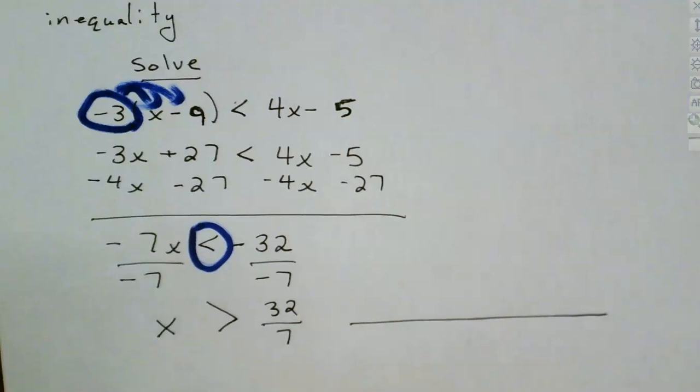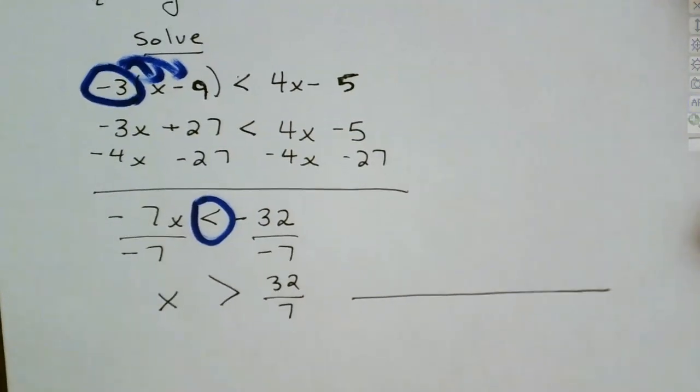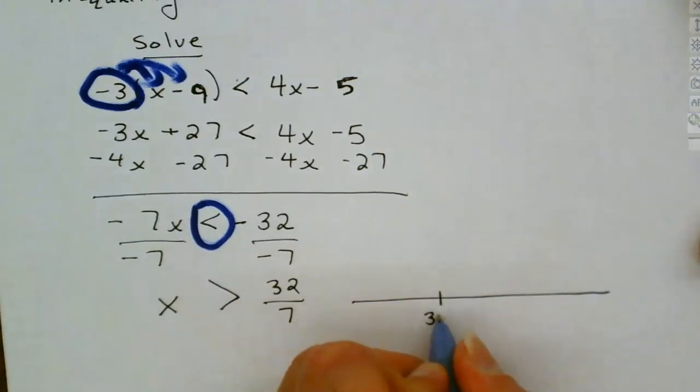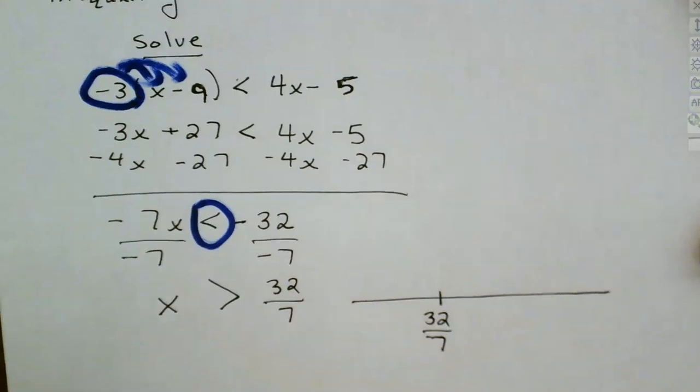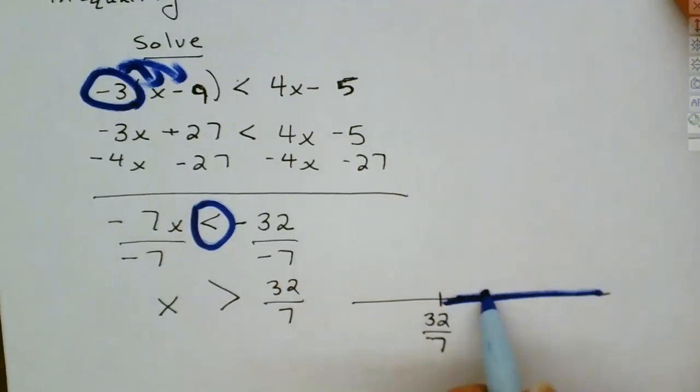Now, how do we graph these? A lot of times, students struggle with how we graph these. So we go to our number line, and we put our 32 over 7 here. How do I graph it? Which way do I know to shade? Look at which way it points. Notice it points to the right. So that's where we're going to shade. We're going to be shading over here.